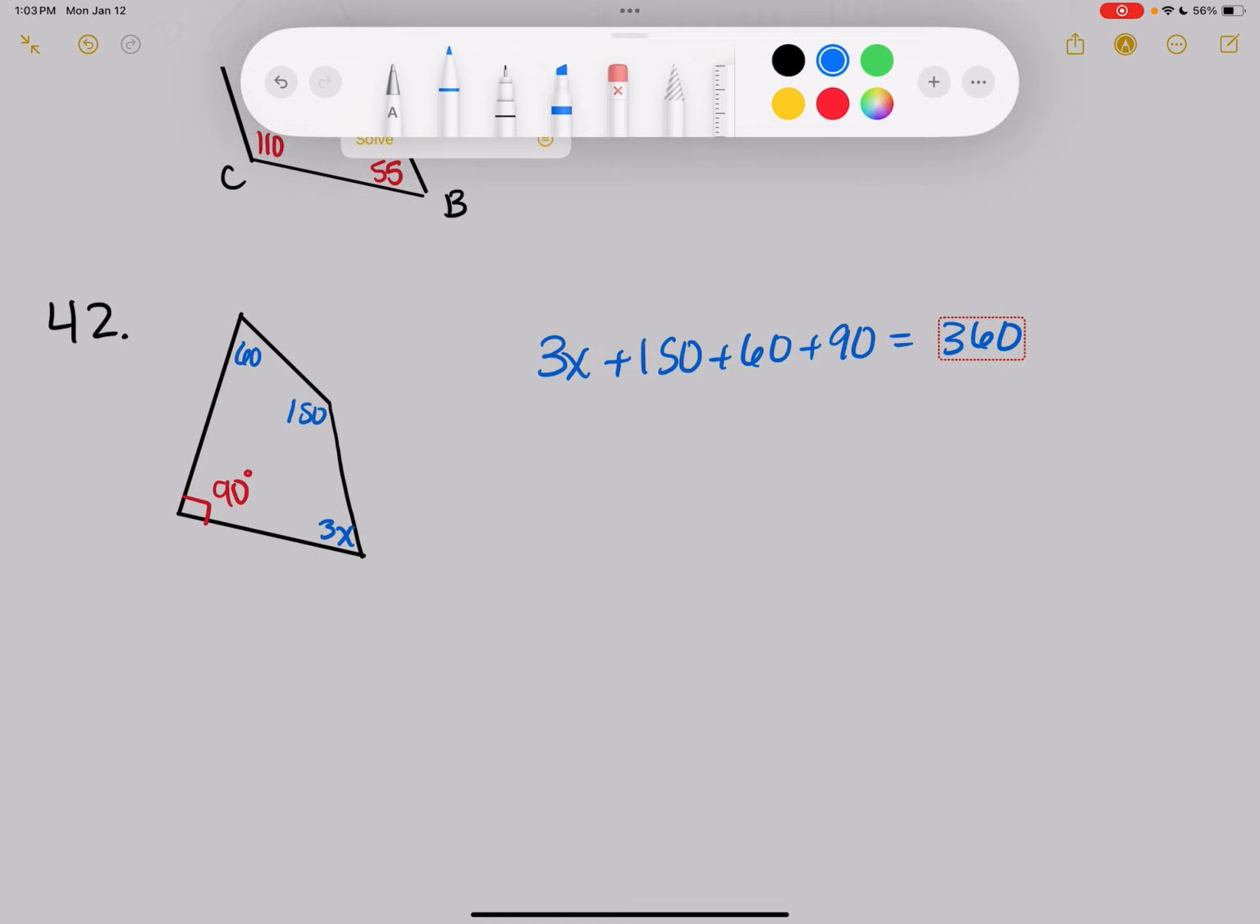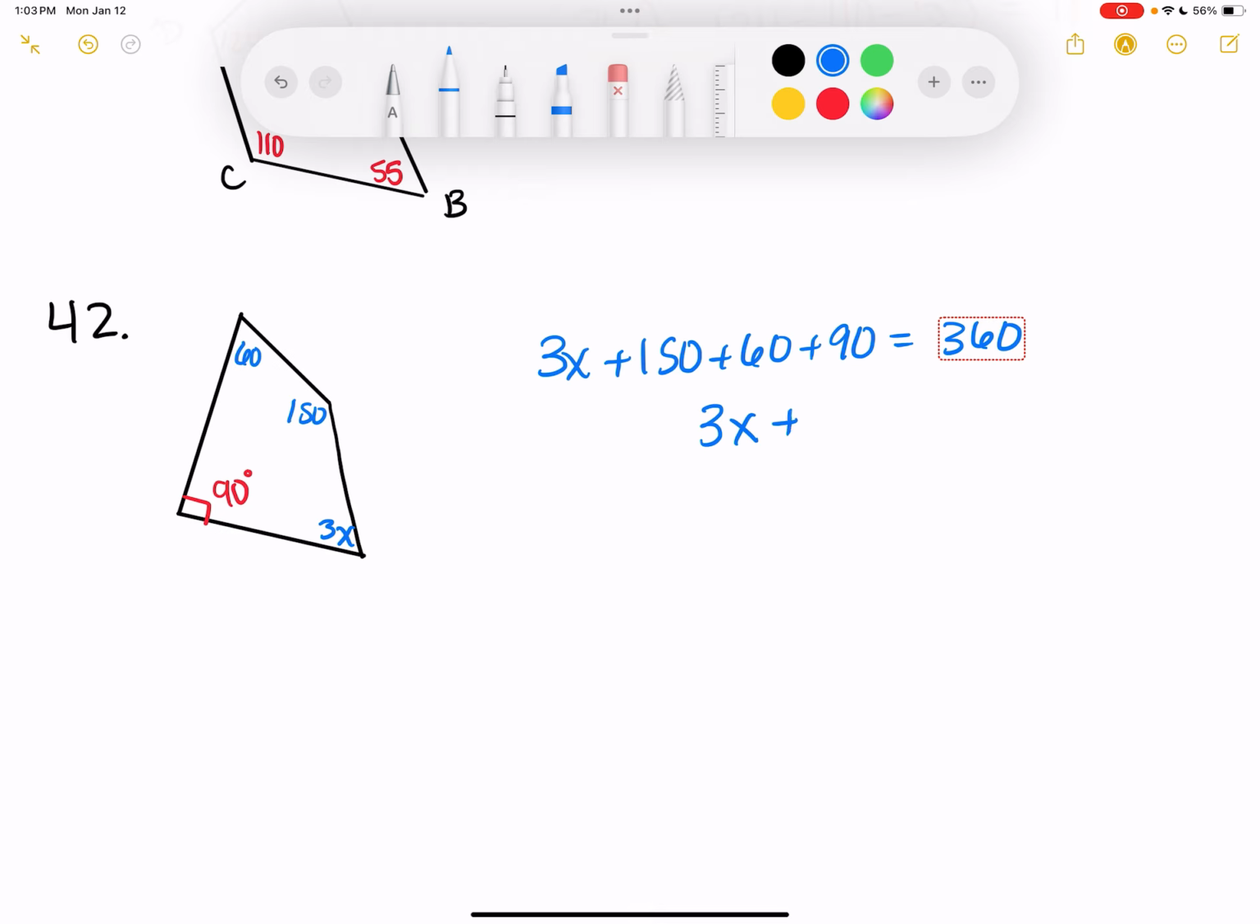So then this is 3x plus 210, 300 equals 360. Then subtract 300. 60, isn't it? So 3x equals 60. Divide by 3, so x equals 20.